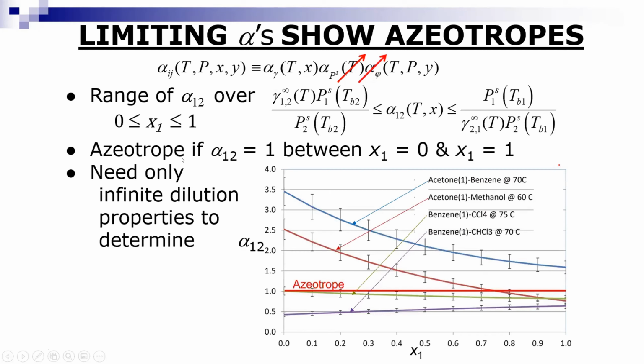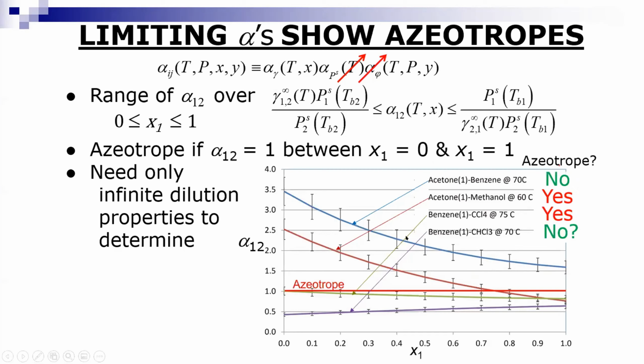Okay, so you have an azeotrope if alpha is 1 between these two limits. So you need only the infinite dilution properties to determine whether you've got an azeotrope. And you can see on this plot, this is alpha 1,2 as a function of composition in some binary systems. Here's the azeotrope line. These are actually drawn in from data, but you only need to know about the limits in order to decide whether it's going to be an azeotrope.